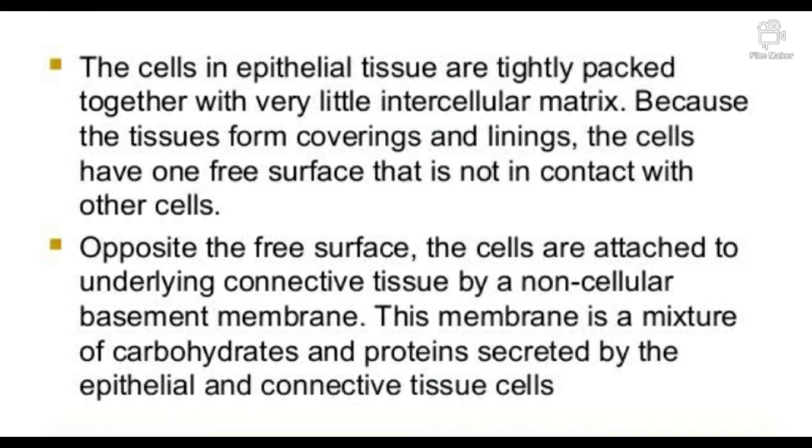The cells in epithelial tissue are tightly packed together with very little intercellular matrix. Because the tissues form coverings and linings, the cells have one free surface that is not in contact with other cells. Opposite to the free surface, the cells are attached to underlying connective tissue by a non-cellular basement membrane. So the lower surface of the epithelial tissue is called the basement membrane. This membrane is a mixture of carbohydrates and proteins which are secreted by the epithelial and connective tissue cells.